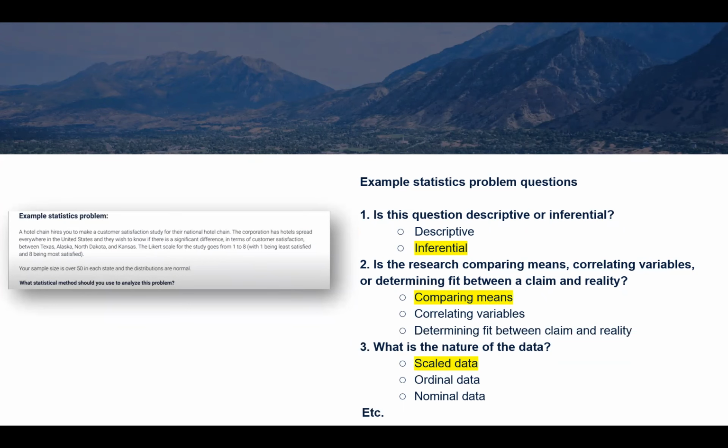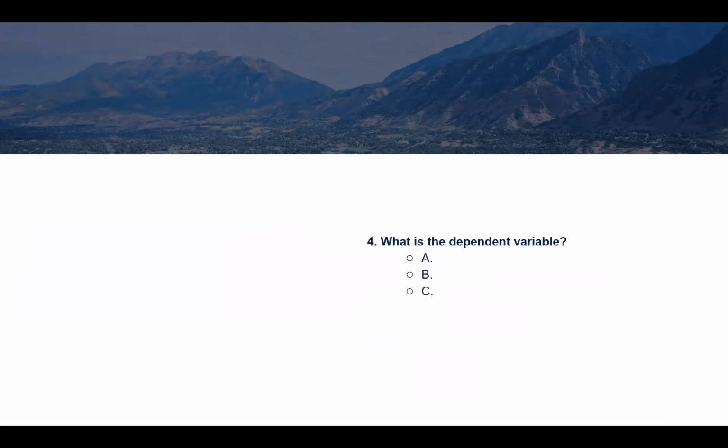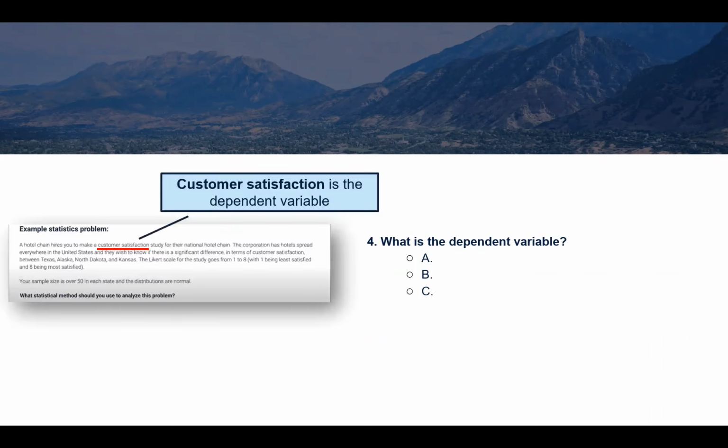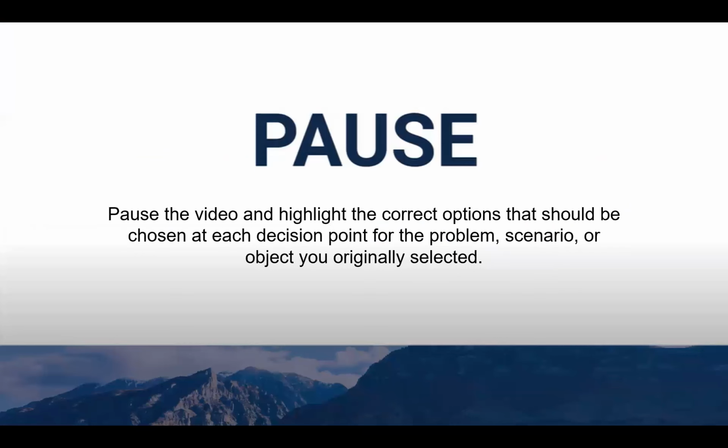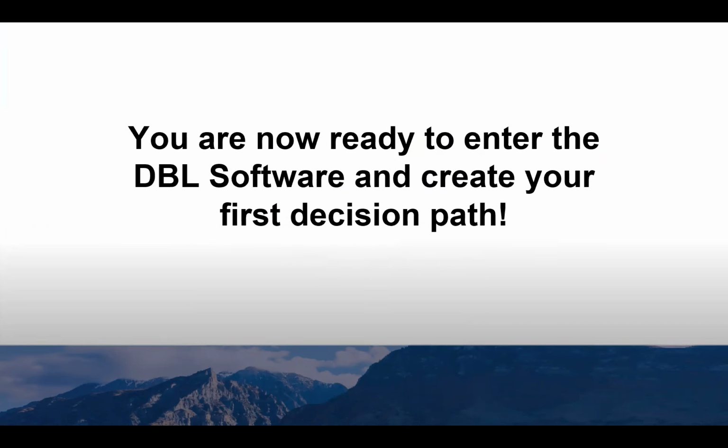Note, sometimes the conditions are clearly stated or observed in the scenario, and other times they're implied. You may ask, how do I choose a correct option if I have questions with ABC options? We recommend first locating the answer to the question in the problem, then putting this correct answer in parentheses next to the question. Pause the video and highlight the correct options that should be chosen at each decision point for the problem, scenario, or object you originally selected.